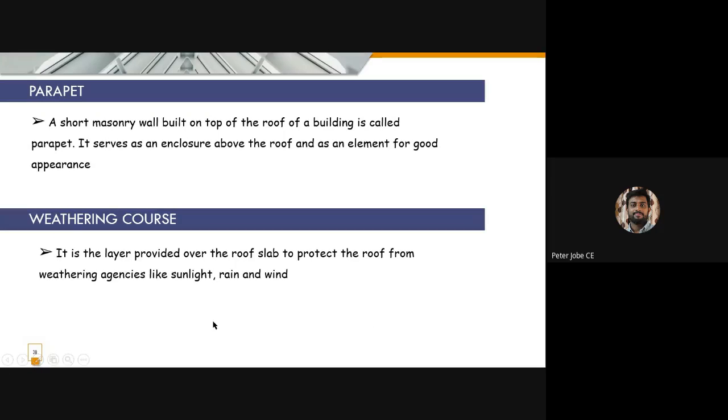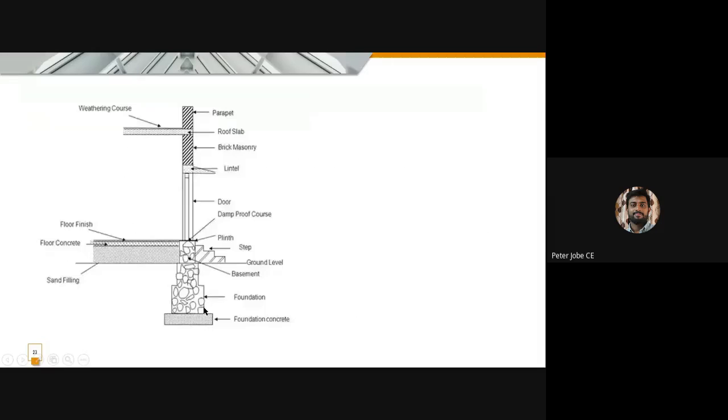And from our figure, this is the sunshade. Hope you understood. This lintel and sunshade will be cast as a single member in most of the cases. So wherever there's a door or window, we'll provide a sunshade above that, so the rain and sunlight won't come directly inside our home.